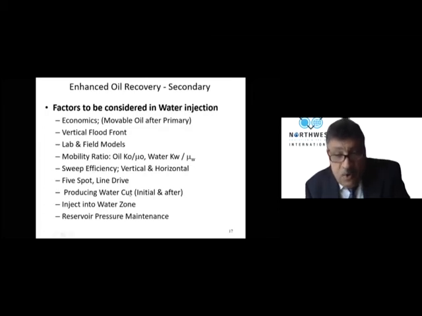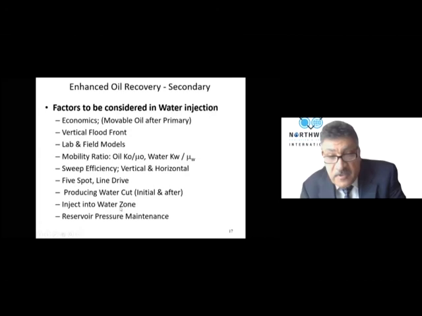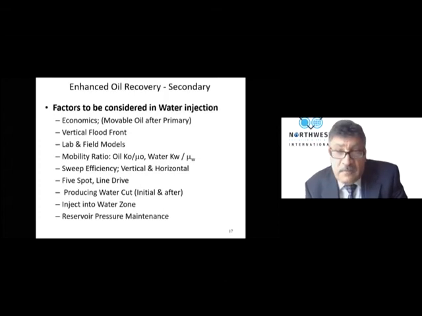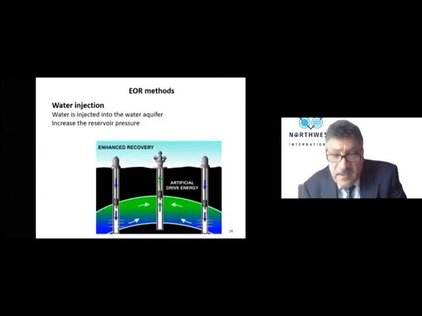The producing water, and the injection into the water zone, which we call the water aquifer, to build pressure, and also how much pressure is built up. These things need to be considered, especially if you are a student and you get a job one day in water injection projects. You need to have some knowledge here and there. And this is a little slide showing you the water injection idea.